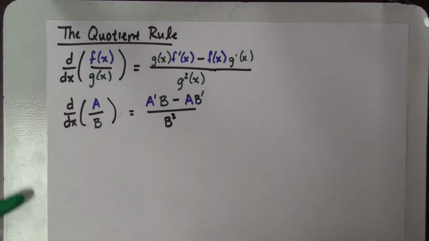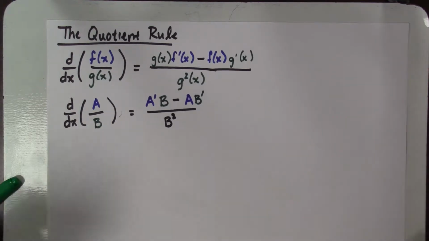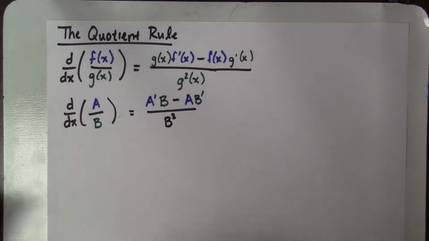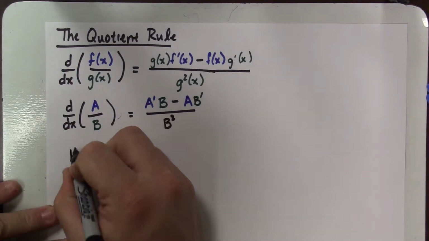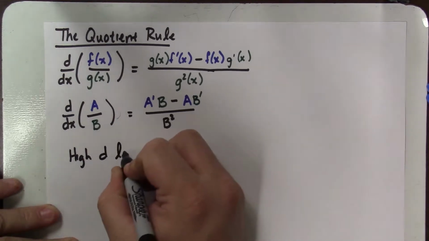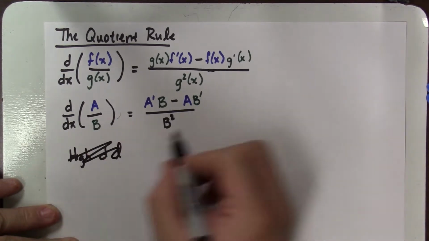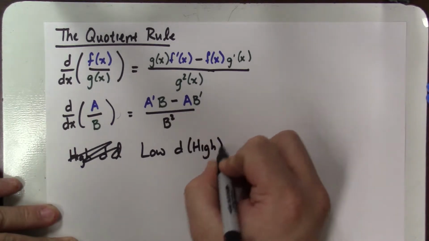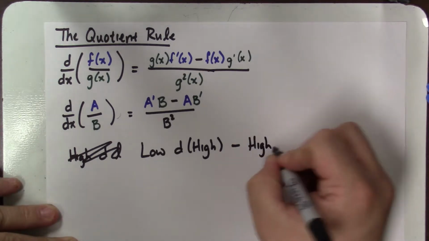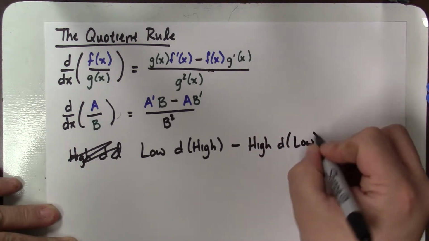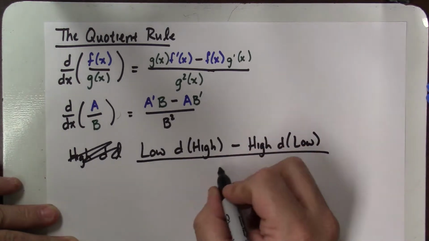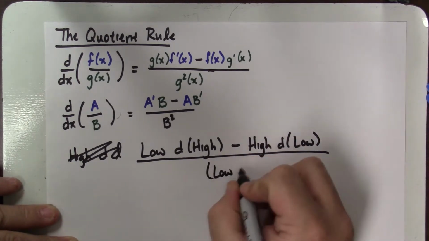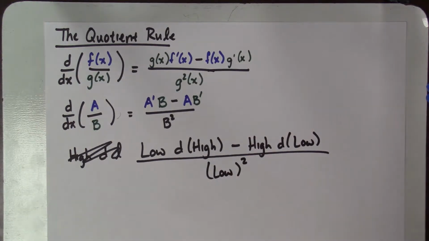There's also a fun little rhyme that goes with this, and this is actually how I remember it. Low d high minus high d low over the square of what's below. So low d high minus high d low over the square of what's below. It's just a dumb little rhyme that'll help you remember it.